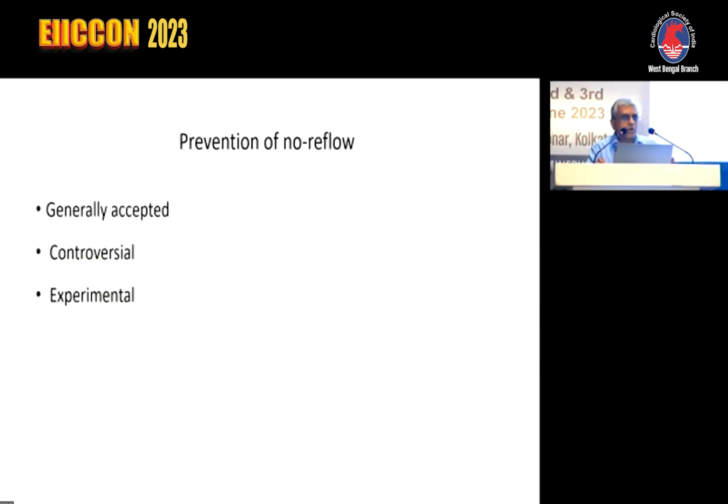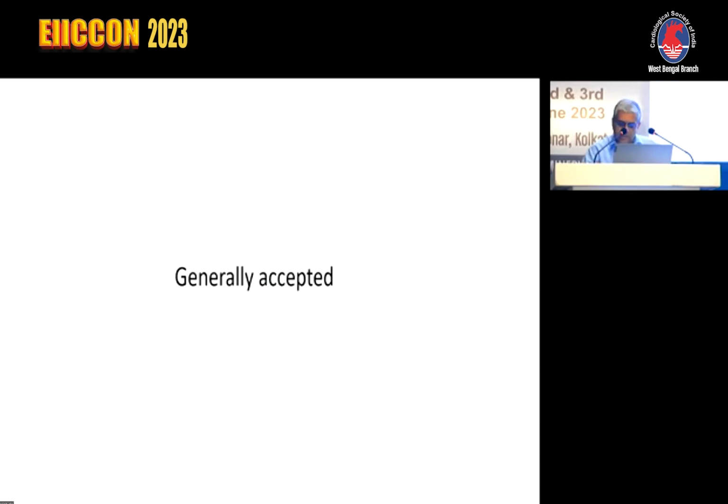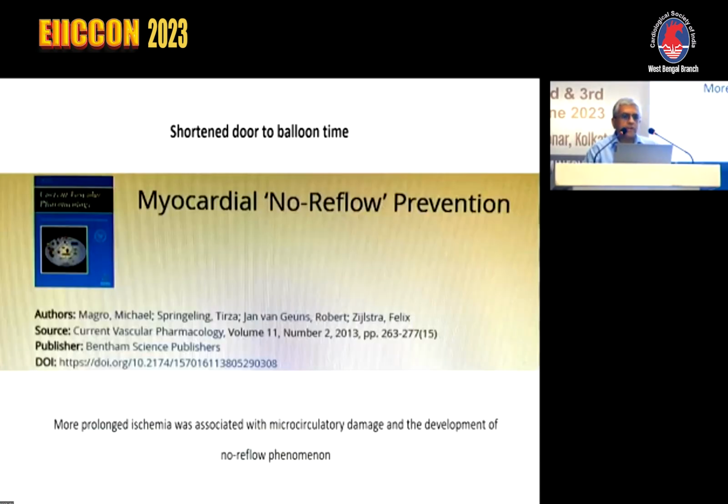Now, coming to the prevention of no reflow, I will divide it into three categories: generally accepted, controversial, and experimental. Now, what are these generally accepted? Now, we know that shortened door-to-balloon time would reduce the incidence of no reflow. And that is because more prolonged ischemia is associated with more microcirculatory damage and therefore development of no reflow phenomena.